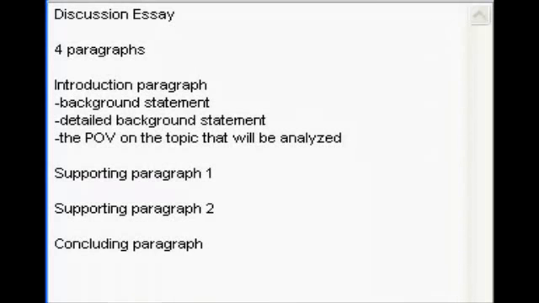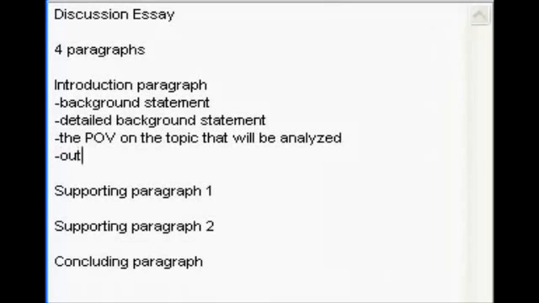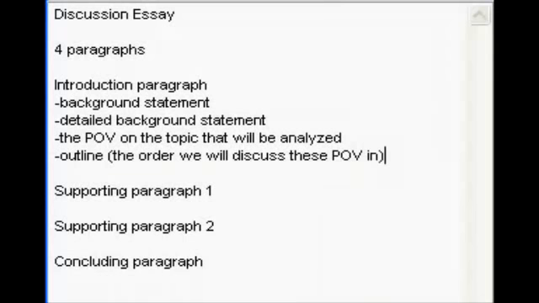So if you're writing this for an IELTS exam, it's probably going to be 2 points of view on the topic that you're going to look at. Okay, and then obviously the first one is going to appear in supporting paragraph 1, and the second one is going to appear in supporting paragraph 2. Now the last sentence is simply an outline sentence, which is basically telling us the order we will discuss these points of view in.